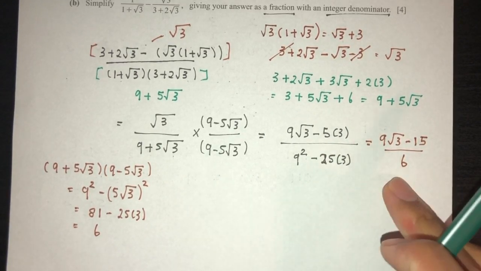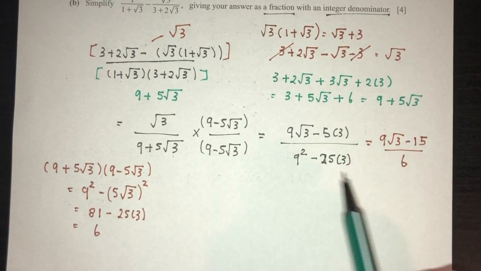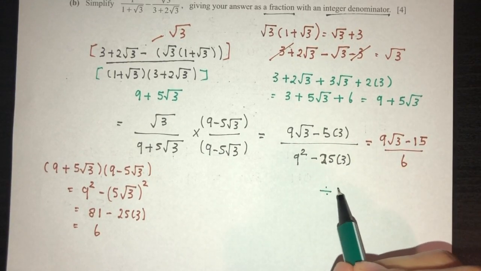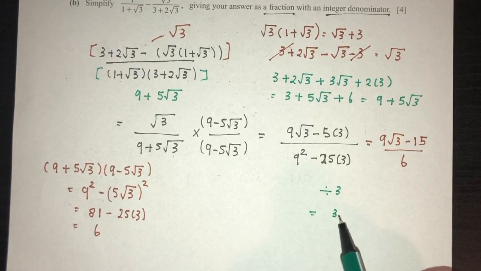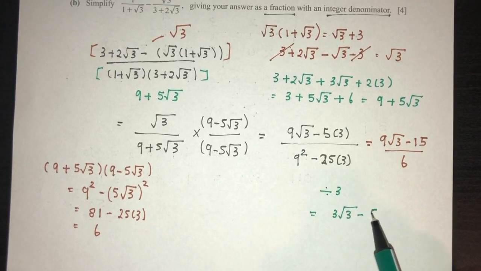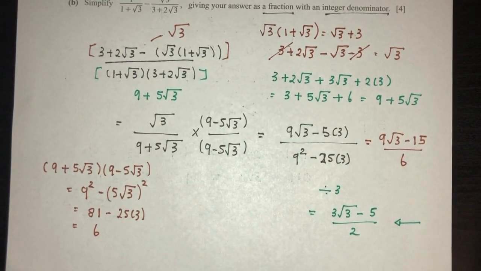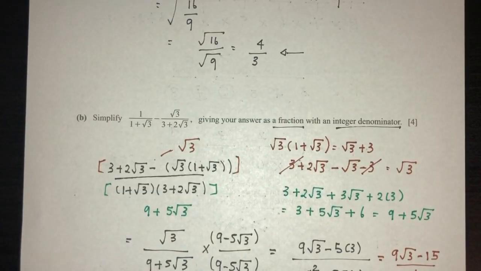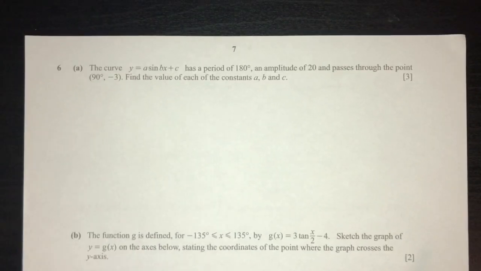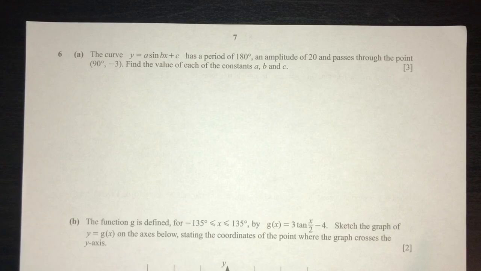But if you want to simplify more, you can always divide by 3 everywhere. So divide by 3 everywhere, you will have 3 root 3 minus 5 over 2. Okay, this can be your answer for part B, and that is your question number 5. Now let's move on to question number 6.